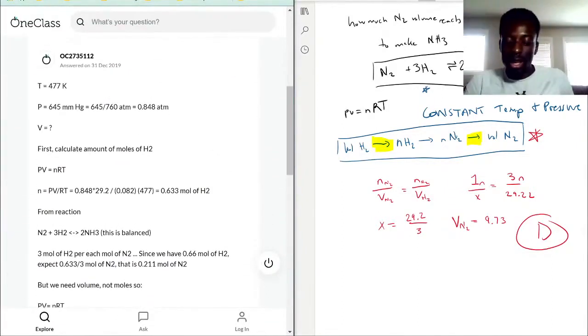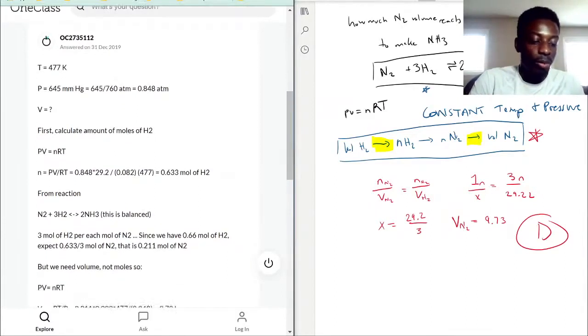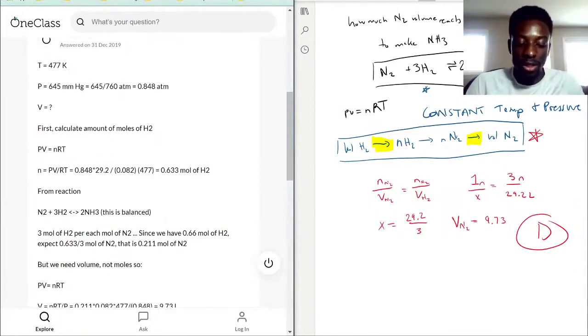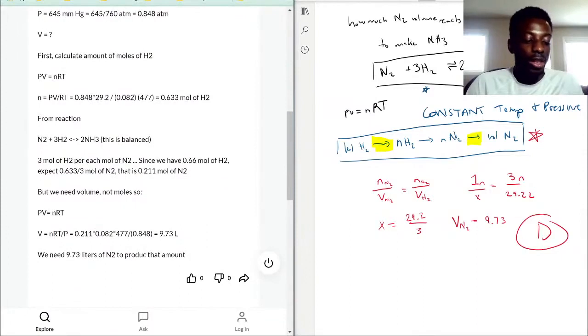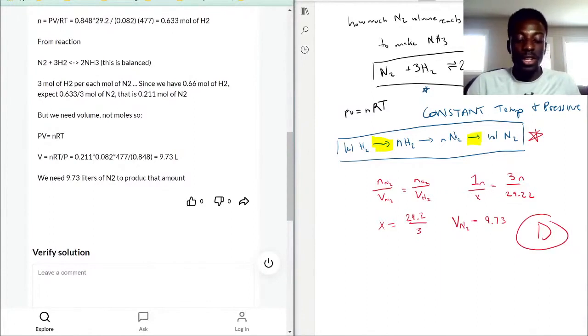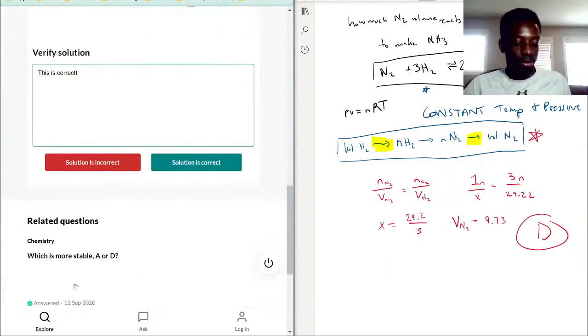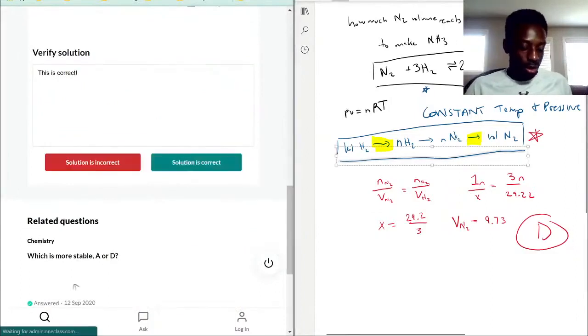As you see here, that's what they did. They used PV equals nRT, and they were able to break it down. They first went from the volume to the moles of hydrogen, and they found 0.633, and then they used that to find how much nitrogen, divide that by 3, so 0.211, and then they used PV equals nRT again to get it back to the volume, and they do end up getting 9.73. So same answer, just different ways of working it. Just make sure you pay attention to what's given to you. All right, with that, let's move on to the next question.